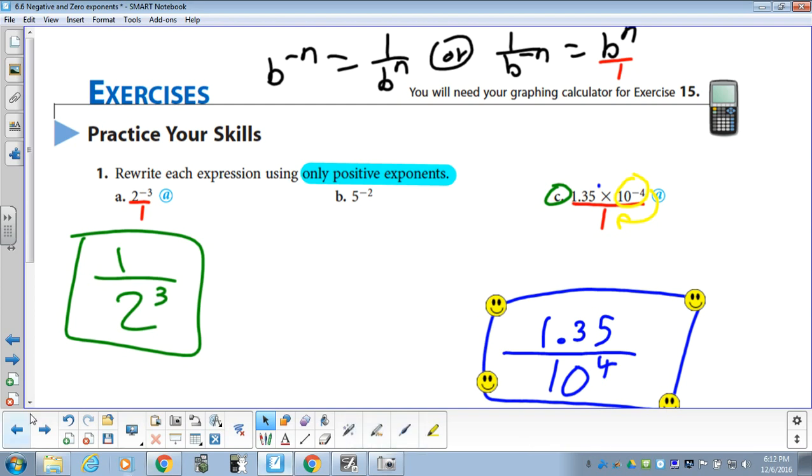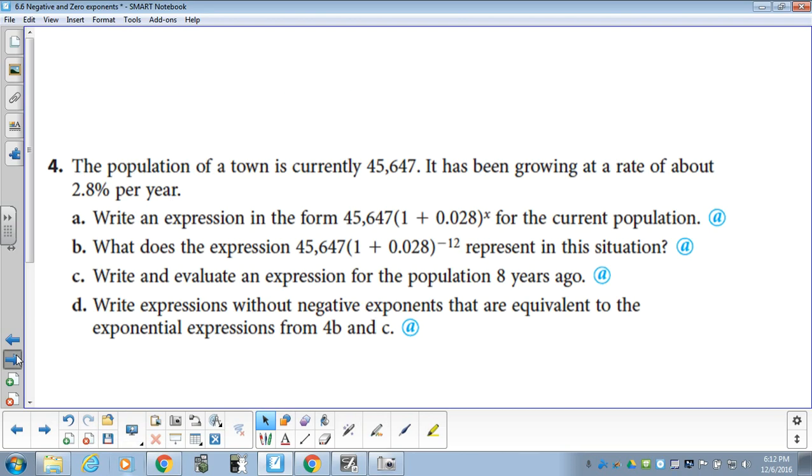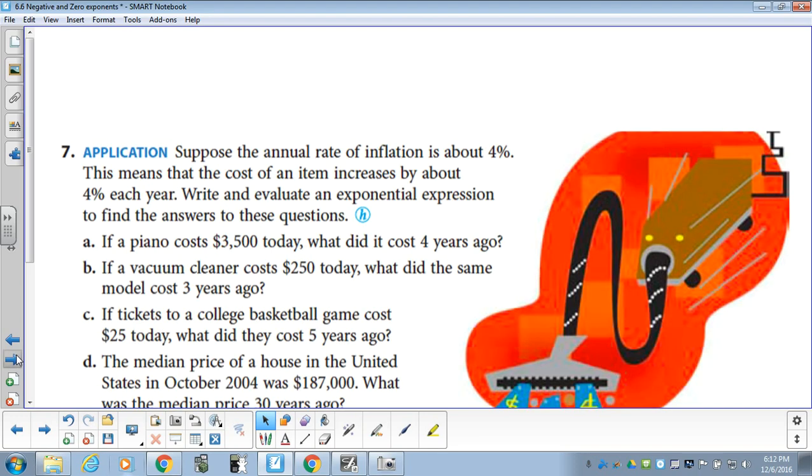Let's take a look at number 2. That's pretty straightforward. Let's take a quick glance at number 7. That's a little more complex. Let's take a look at the word problem.